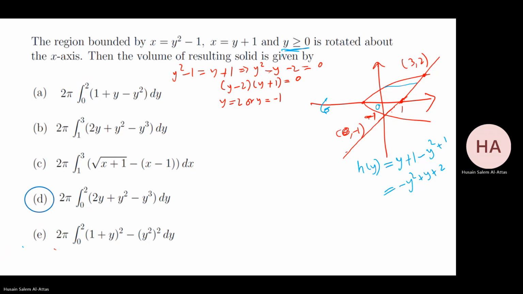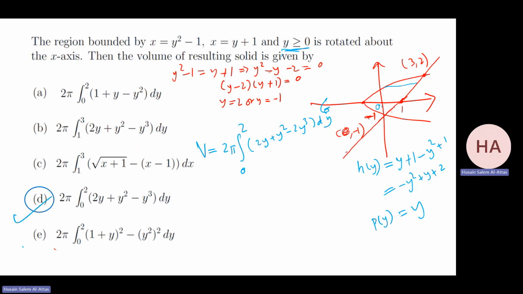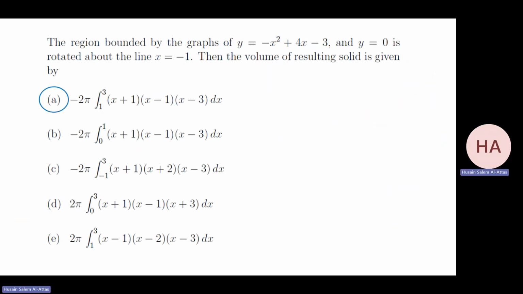Okay. Now, p of y, this is y, it will be y. So the volume will be 2 pi from where to where? From 0 to, because I'm talking about this region, so it will be from 0 to 2. From 0 to 2, h of y times y, which is 2y plus y squared minus 2y cubed dy, which is this one.